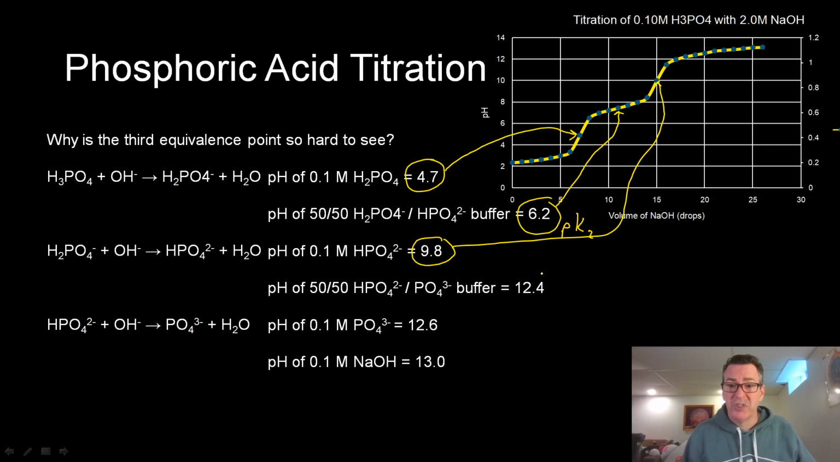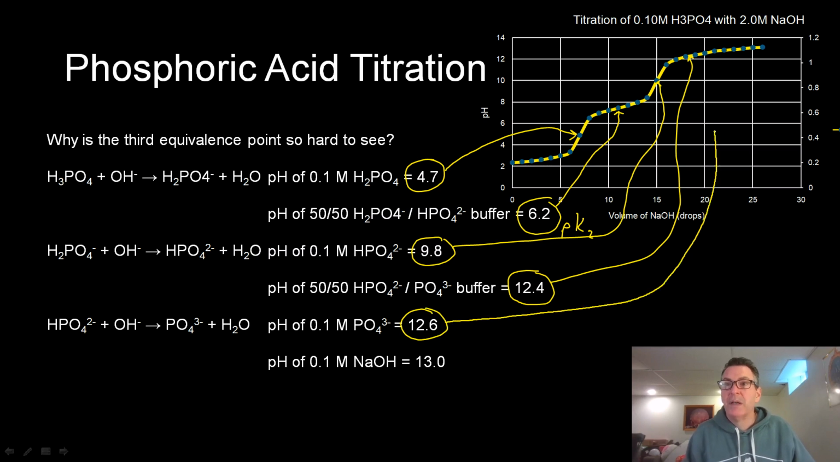Again, this goes with what I was just saying before, but take a look at what happens on these last 3 calculations here. 12.4 would be the pH right at a 50-50 mix of HPO4 2- and PO4 3-. And so that's going to be right about in there. And then the pH of phosphate ion, a 0.1 molar phosphate, is going to be 12.6. Again, that's what we're seeing right about in there. So again, just barely a change in pH from 12.4 to 12.6 in that case. And then if you had a 0.1 molar sodium hydroxide, pH would be about 13, which is what you're going to see about up in here somewhere.